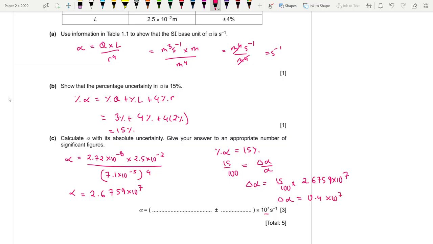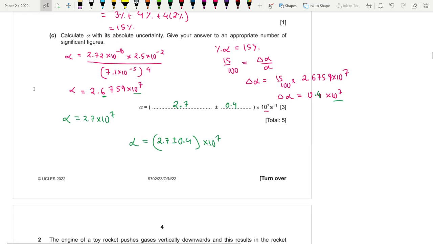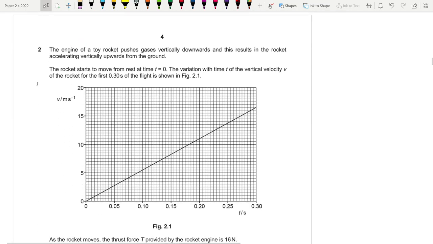Absolute uncertainty can only take one SF. Since I've matched the powers, this 0.4 corresponds to the first decimal place. So I'm going to write my final answer as 2.7 plus minus 0.4 into 10 to the power 7. So alpha is equal to 2.7 plus minus 0.4 into 10 to the power 7. That's your final answer. Moving on to question number 2.